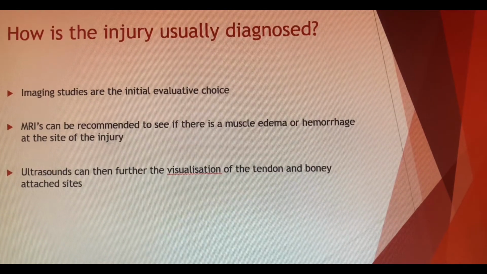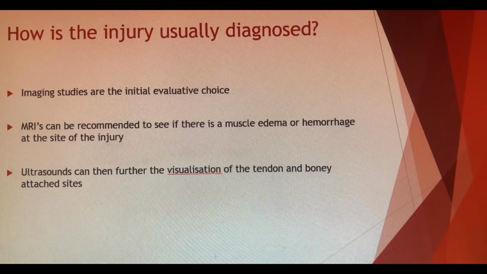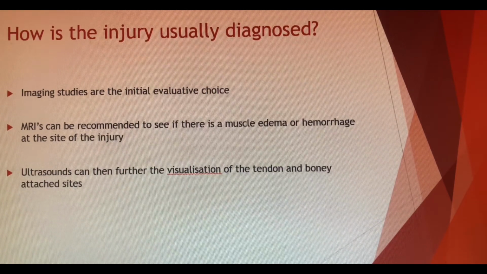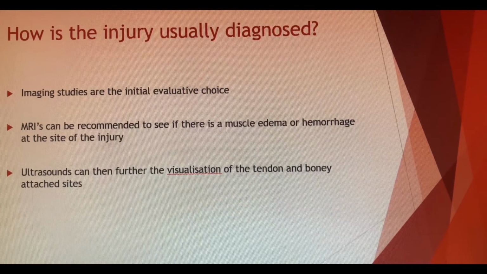In some cases, MRIs are recommended to see if there is a muscle edema or hemorrhage at the site of the injury. Bony injuries are better indicated on an MRI as they illustrate the extent of the damage more clearly. Ultrasounds further the visualization of the tendon and bony attachment sites, which can be utilized to evaluate the extent of the injury, which is then able to give an approximation of recovery time.